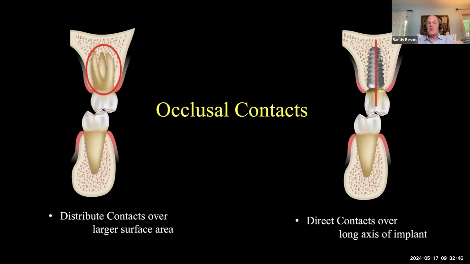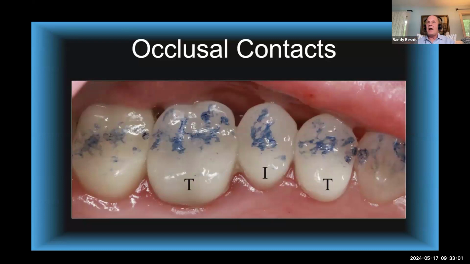So in summary, when we have a natural tooth here on the left and the patient bites down, it distributes the force over a larger surface area. However, with an implant, what we need to do is go over the long axis of the implant. But what we don't want is this.